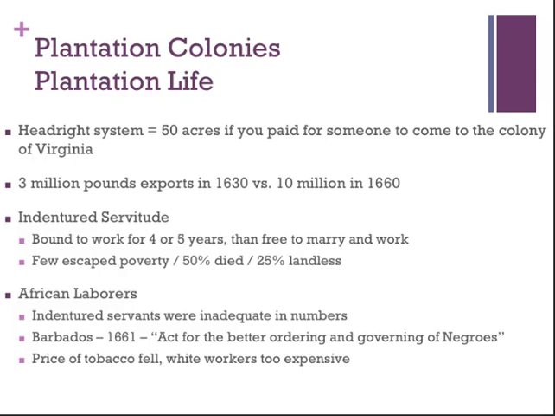Here you have the African laborers. They just couldn't get enough indentured servants, so they were starting to require more and more slaves. Down in Barbados in 1661, the Act for the Better Ordering and Governing of the Negroes. They're trying to establish more rules and procedures for having slaves. The price of tobacco fell, and so the white workers became too expensive.